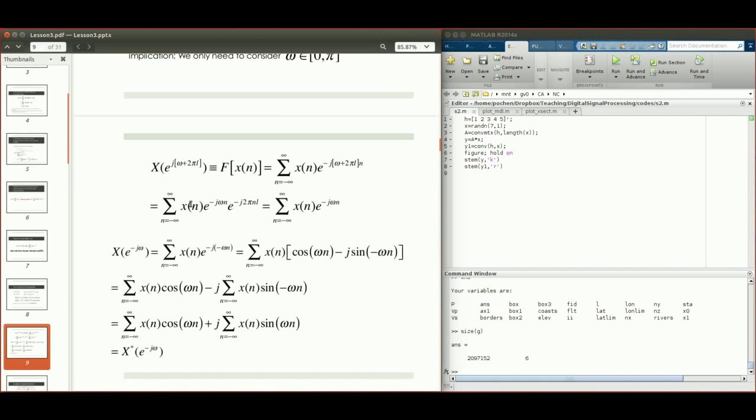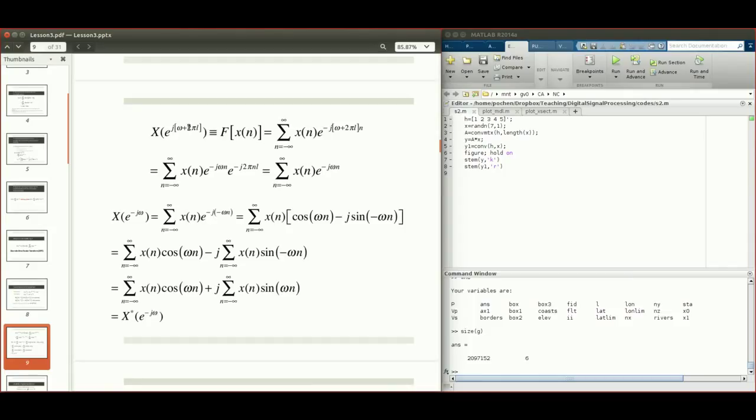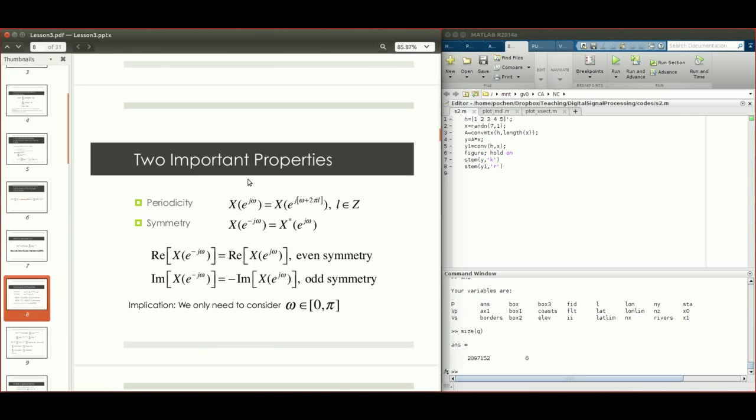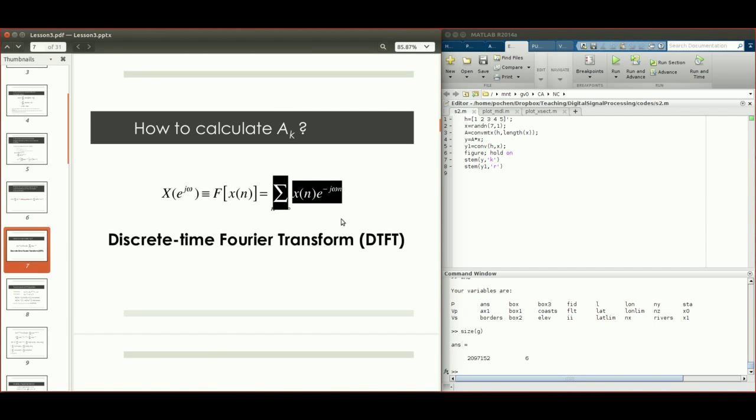Suppose I add 2 pi L to omega in this particular formula. Then the summation formula becomes, still a summation over n, n from minus infinity to positive infinity of x[n] times e to the minus j (omega plus 2 pi L) times n. And then you can expand this particular formula. What you end up with is x[n] times e to the minus j omega n, which is exactly the same as before.